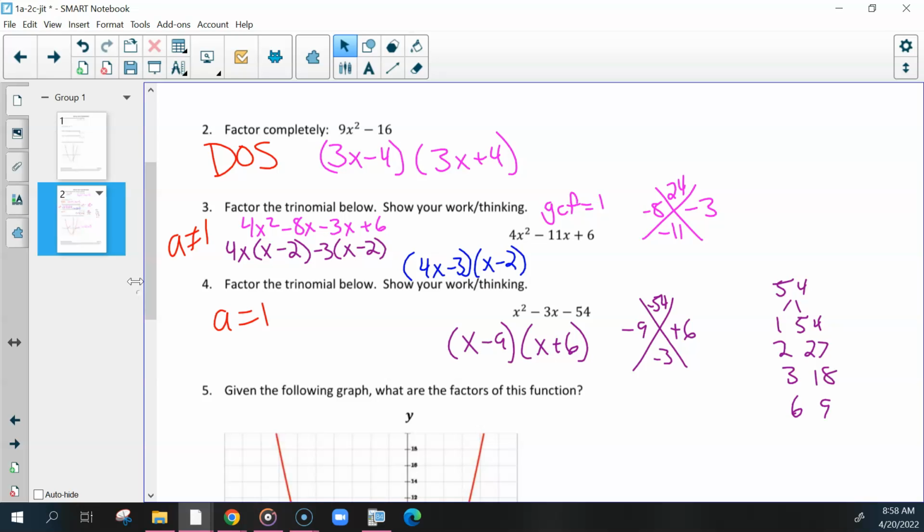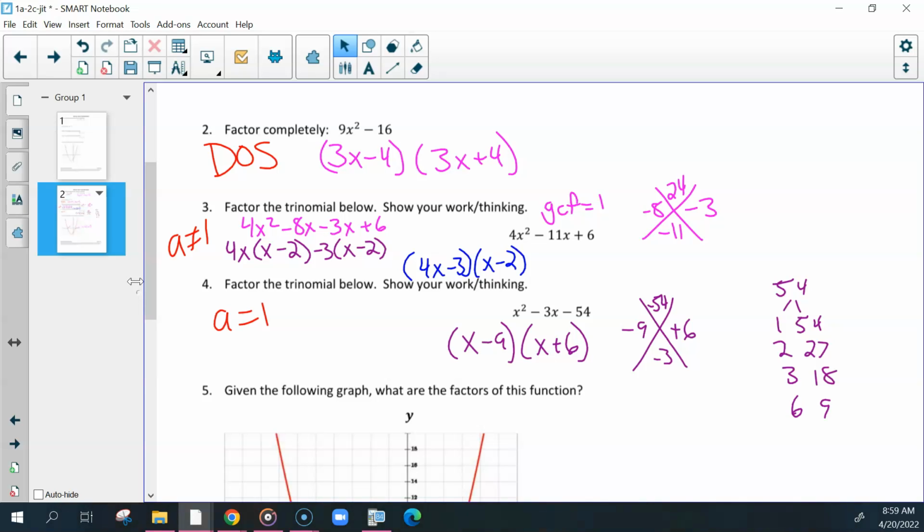Number 3 was a trinomial where the GCF is 1, so we can't factor anything out. So we have something in front of x squared that is not 1. So we have to do what we did last class. Multiply 4 and 6 to get 24. And we're looking for 2 numbers that multiply to be 24 but add to be negative 11. That would be negative 8 and negative 3.